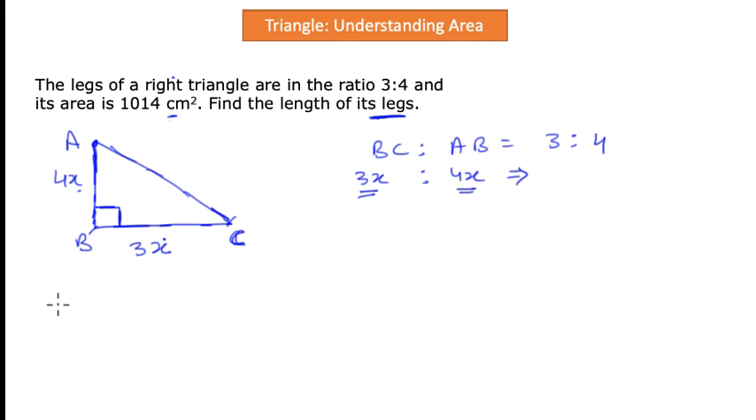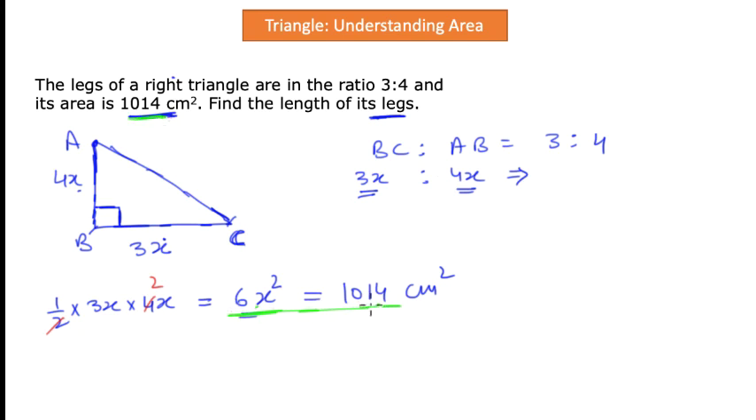We know that the formula for the area of a triangle is half times base, let's say the base is BC, 3x, times 4x, which is the height. The 2 will cancel with 4, it becomes 2 here, and this becomes 6x square. So now we have the area of this triangle in general form. We don't have the exact value, but we know that the area is also equal to 1014 centimeter square, given from here. Wouldn't that make an equation? Now we have one equation, one unknown value, and we can simply solve it.